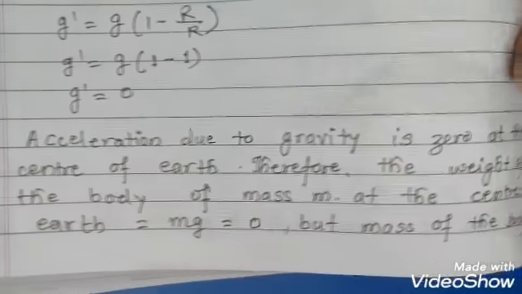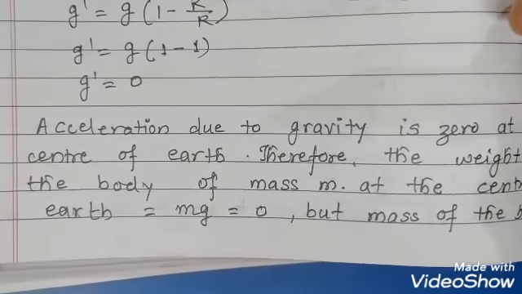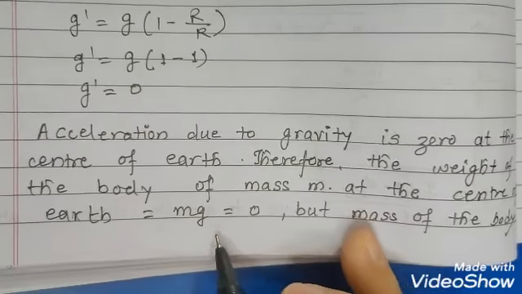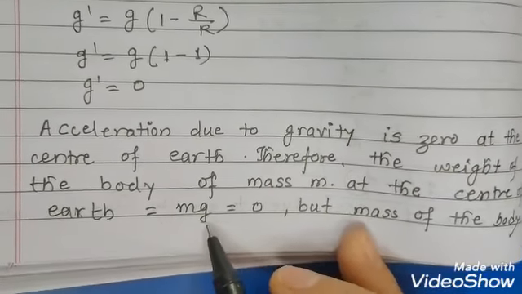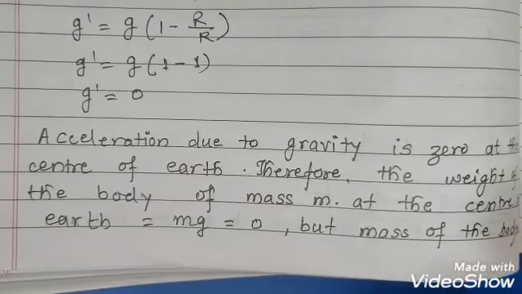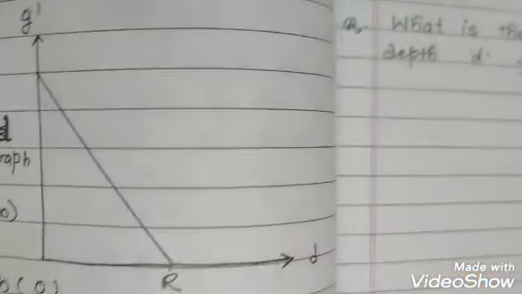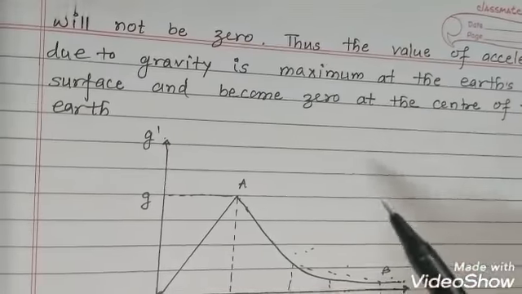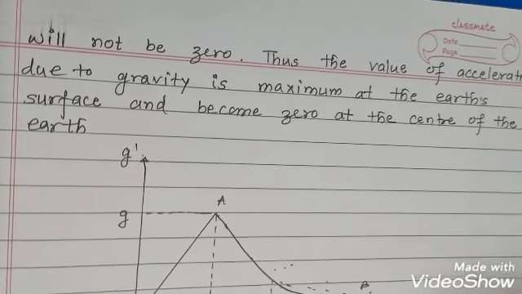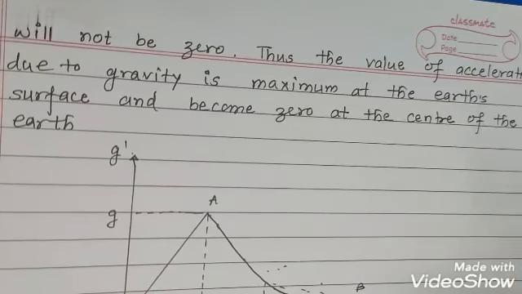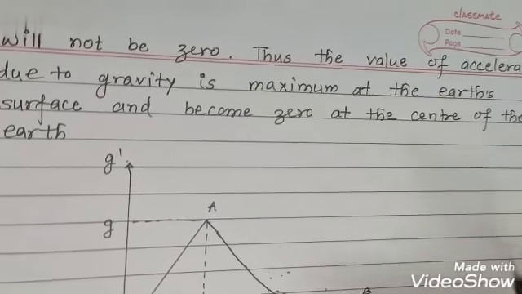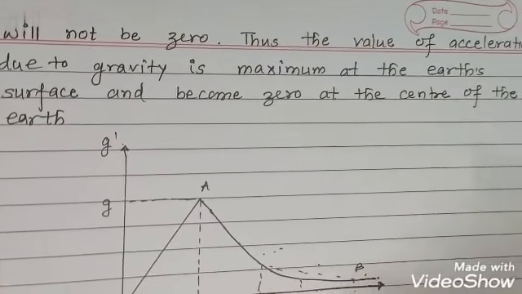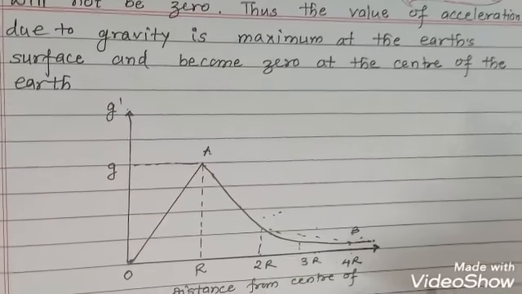That means acceleration due to gravity is 0 at the center of the earth, and therefore the weight of a body of mass m at the center of the earth, that means mg, is also equal to 0 because g is 0 here. But we know that the mass of the body will not be 0. Thus the value of acceleration due to gravity is maximum at the earth's surface, because in both the cases we have seen already, when we take the object far from the earth's surface, at some height or some depth, the acceleration due to gravity will reduce.